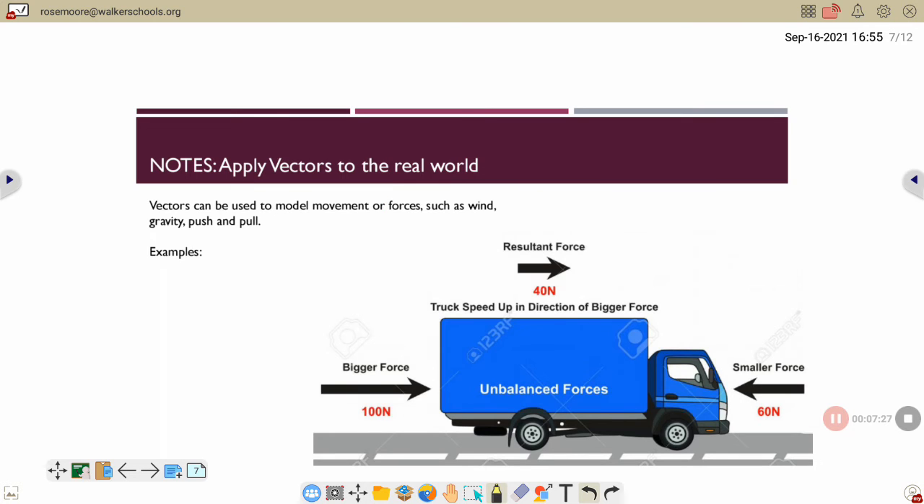Here's another example which you might realize makes more sense. Let's think about the movement of a truck. If the truck is moving forward, we'll say at 100 newtons of force, what would this smaller force be? It could be wind resistance. It could be friction from the road. There's a lot of things that could be slowing down this truck. It could also be going up a hill.